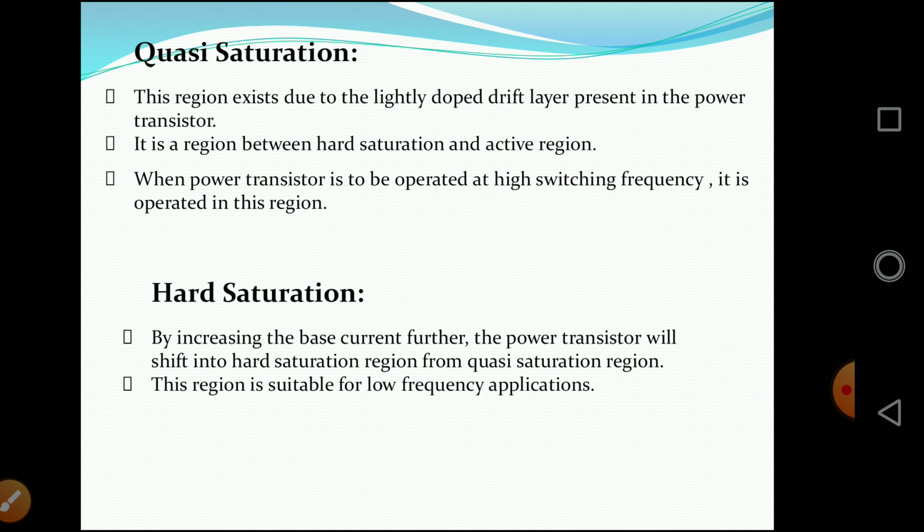applications. It happens when both the junctions, CB and BE junctions, are forward biased; then the BJT gets shifted from the active region to the saturation region. At this condition, the drift layer will be lightly doped and it is used for low power applications. If the base current is further increased, then the quasi saturation BJT gets shifted into the hard saturation region and it is used for high power applications.